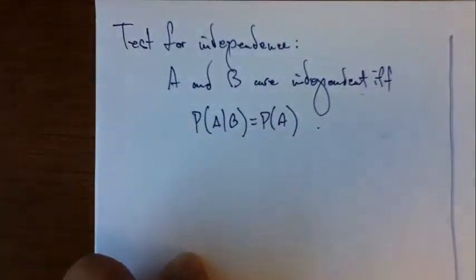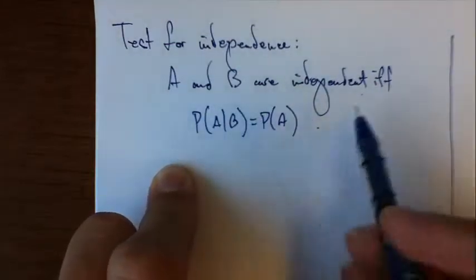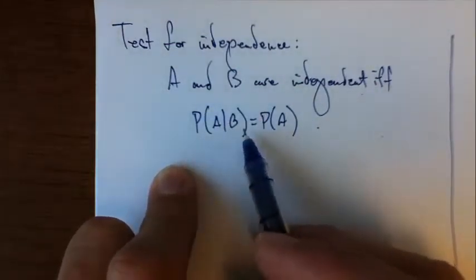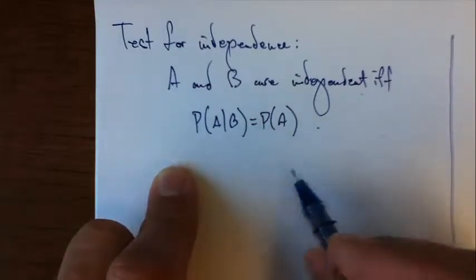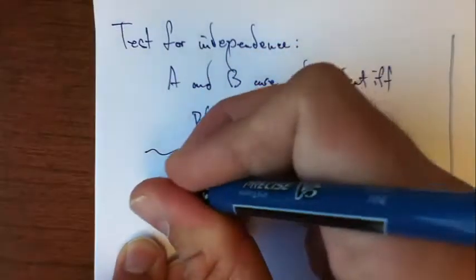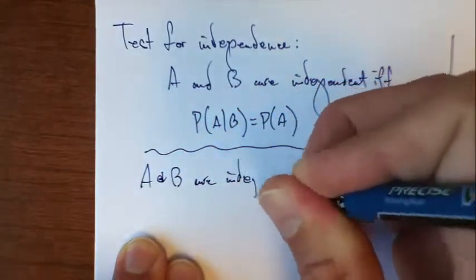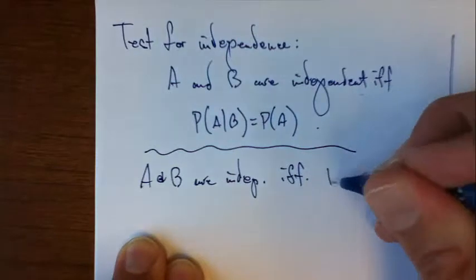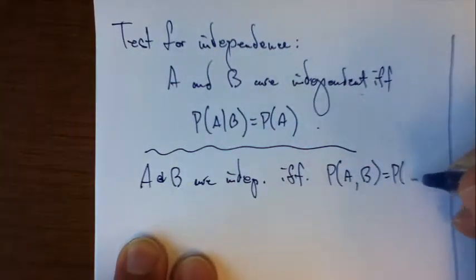Okay, so we have a way to test for independence here. A and B are independent if and only if the probability of A given B is the probability of A. Now, it turns out that we have some other ways to test for independence. A and B are independent if and only if the probability of A and B is the probability of A times the probability of B.